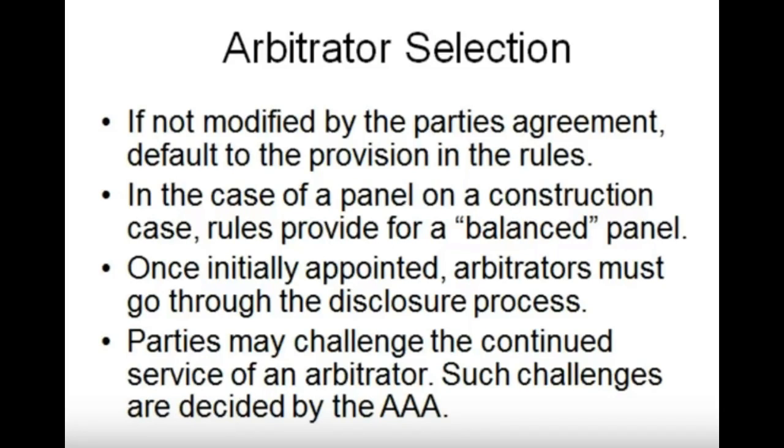If the parties are going forward with a 3-member panel, the case manager will work with the parties to find out what type of case it is. So if it's more of a design issue, maybe you have an architect, an engineer, and a lawyer. And what will happen is the parties will get 3 separate lists, and they will choose one arbitrator from each list. There are different ways the parties can use the lists. There's often a striking and ranking process, but there may be other ways, and you can consult the rules for more details on that. Once initially appointed, the arbitrators must go through that disclosure process.